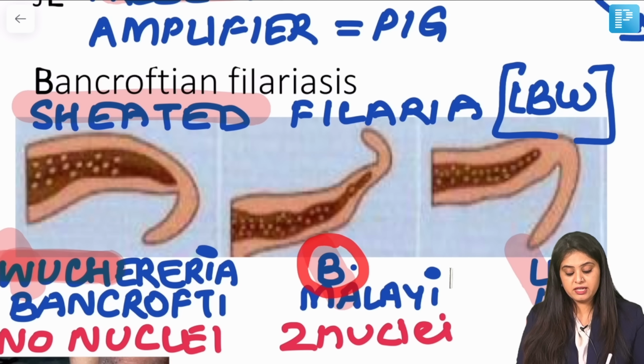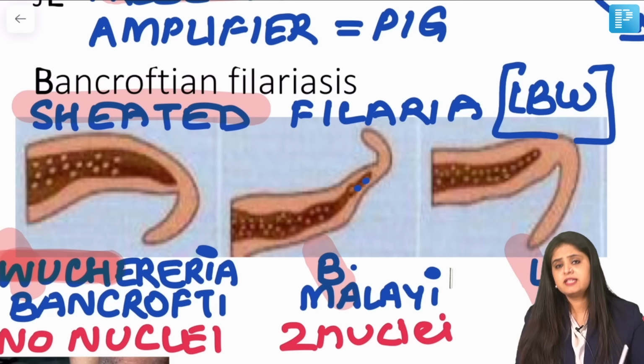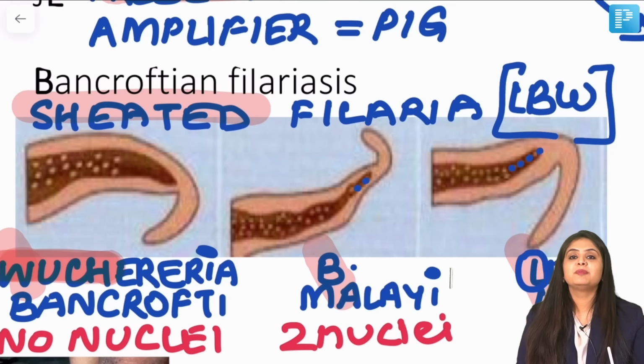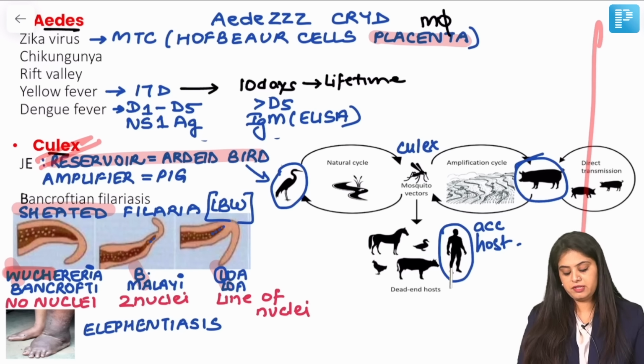When I say Brugia has bi, there are 2 nuclei that are going to be present at the end. And when I say Loa loa, there is going to be a line of nuclei present at the end. That's how you differentiate all the filarias, and that is transmitted by Culex. So all the machars are also settled for us.